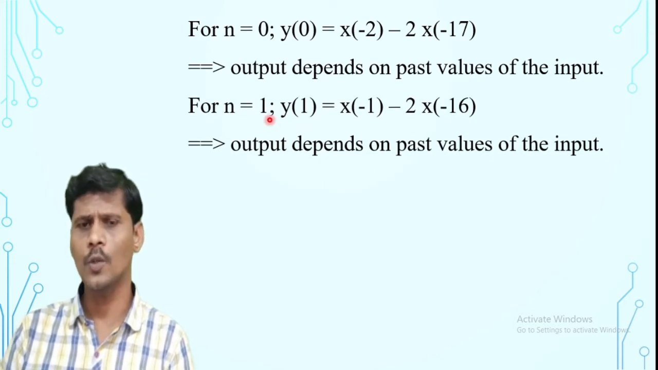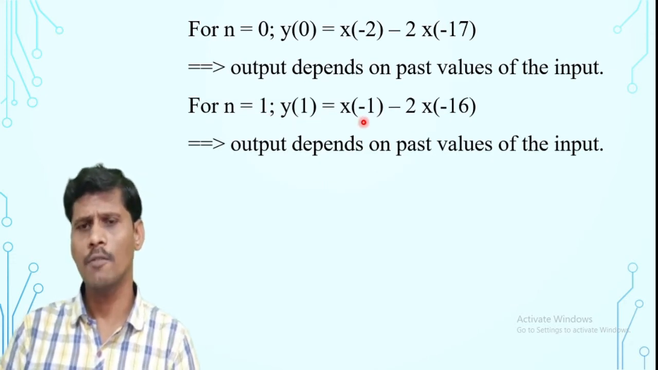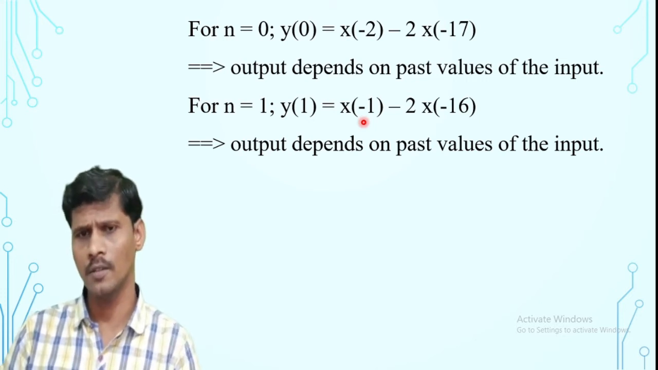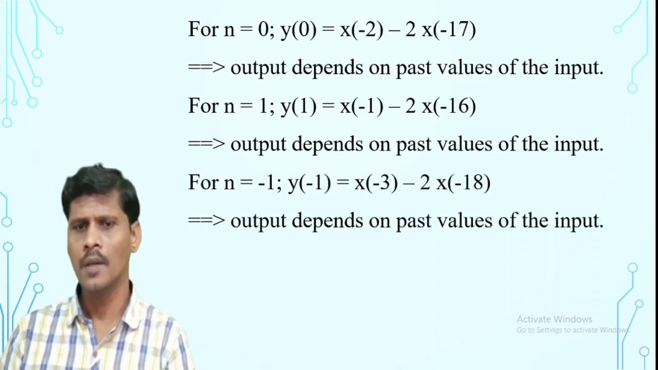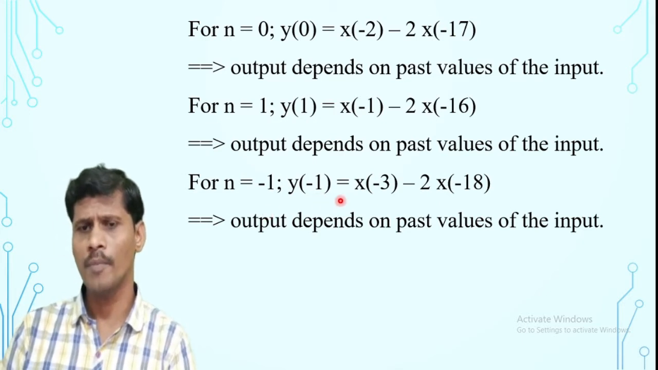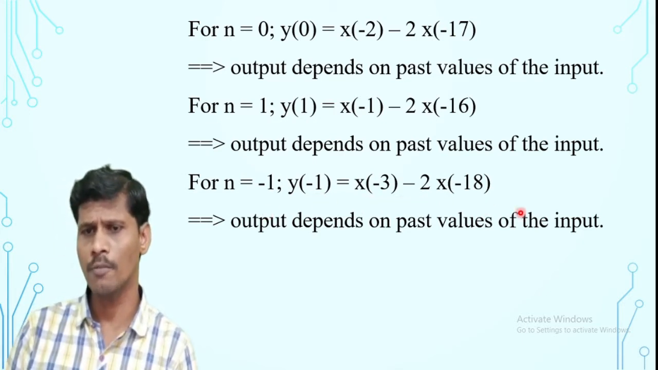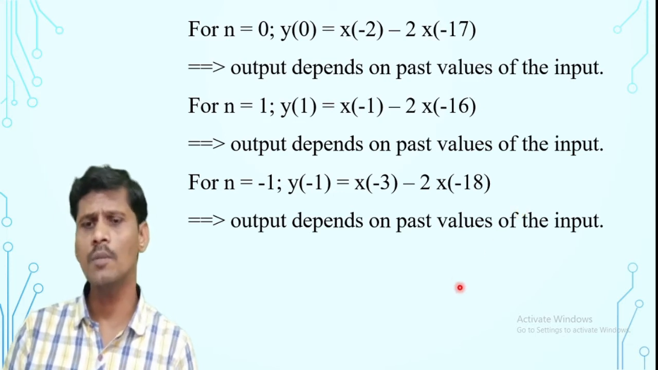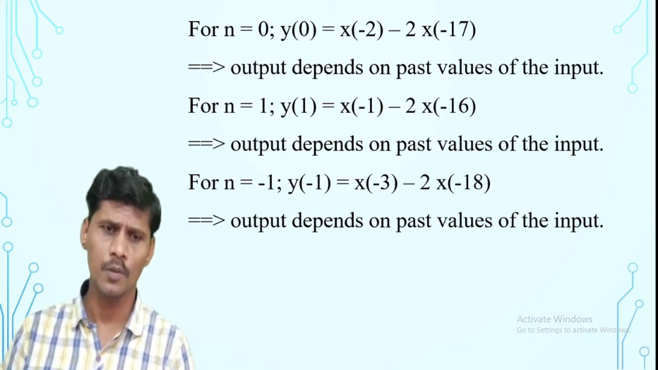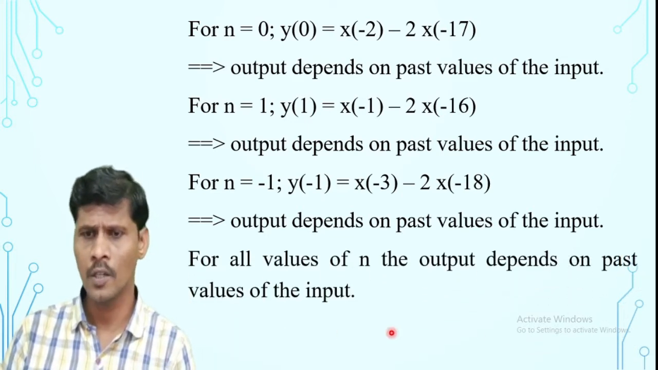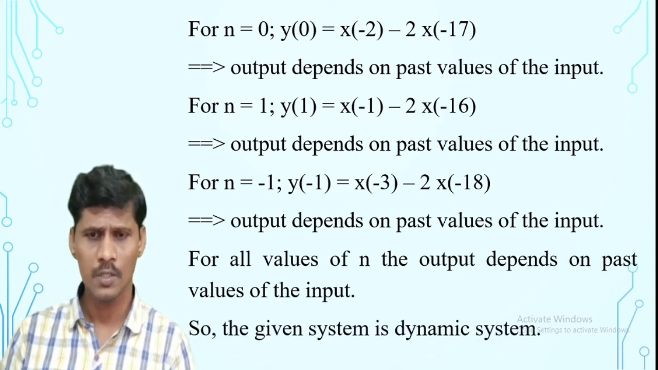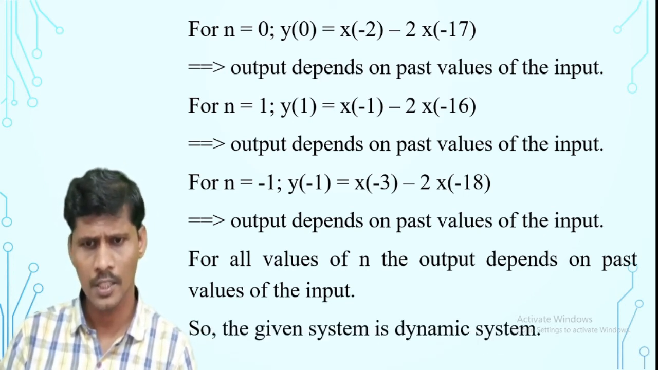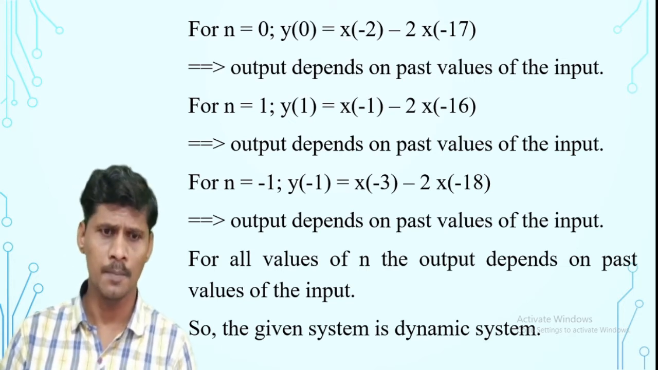Next substitute n is equal to 1, then y of 1 is equal to x of minus 1 minus 2 x of minus 16. Now here the output of the system depends on past values of the input. N is equal to minus 1, then y of minus 1 is equal to x of minus 3 minus 2 x of minus 18. Here also the output of the system depends on past values of the input. So for all values of n, the output depends on past values of the input, so the given system is a dynamic system. Hence the given system is the dynamic system.